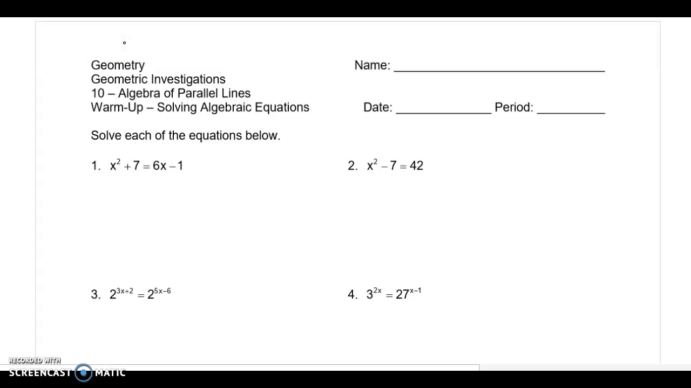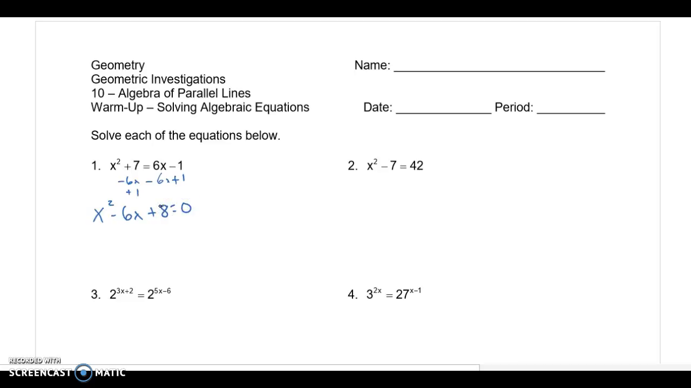So number 1 and number 2 are both what are called quadratic equations. They have that x squared term. There's a couple ways to solve these. One is to factor, and that's what I'm going to do with number 1. But to factor, I need to have everything over on one side. So I've got to bring my 6x over. I've also got to add 1 to both sides. So I'm going to have x squared minus 6x plus 8 equals 0. Everything on the right canceled out.